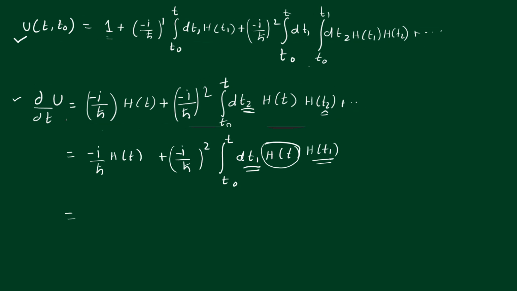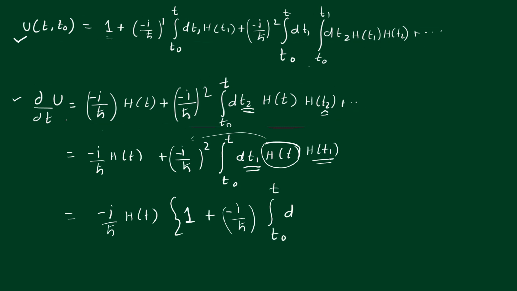So we can write this as minus i by h bar h of t, which is common, and then the identity operator, plus minus i by h bar. One of the minus i by h bar here is taken outside. This h of t is also pulled out. Okay, so this is minus i by h bar integral t0 to t dt1 h of t1 plus etc.